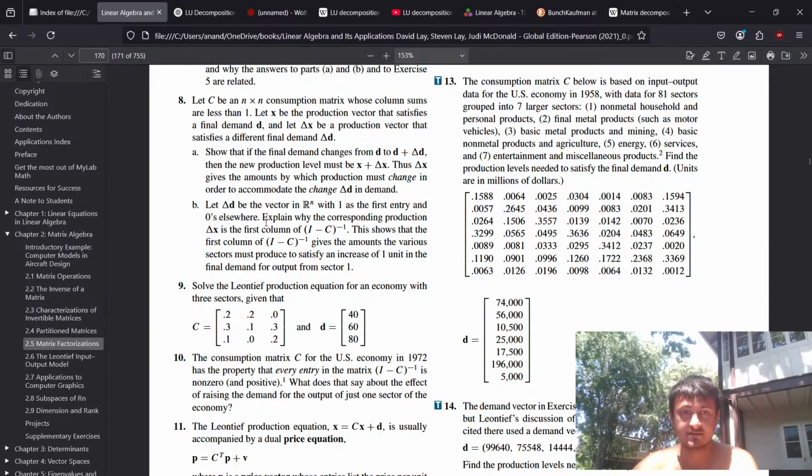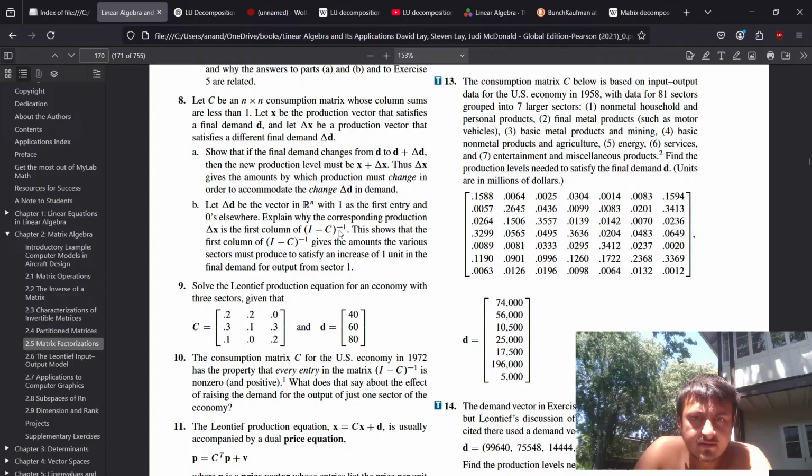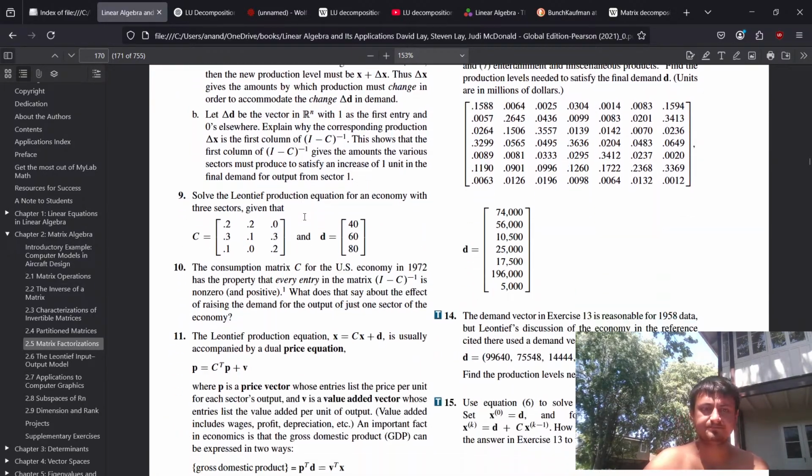And since that's what that product is, then delta x has to be that, just by the equation delta x equals I minus C inverse D. Since we have the first column of I minus C inverse, that's what x has to be. This shows that the first column of I minus C inverse gives the amounts the various sectors must produce to satisfy an increase of 1 unit. Okay, so that's cool.